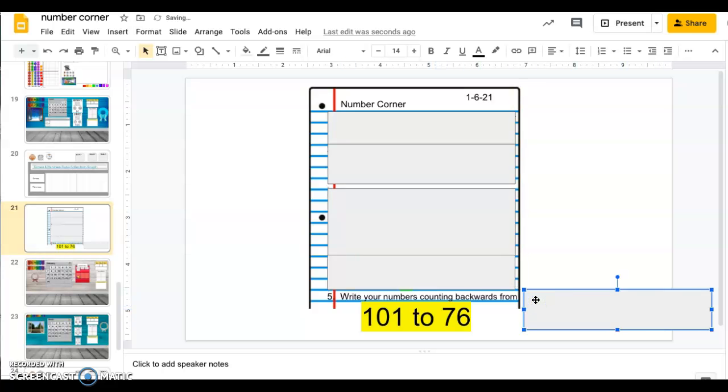And number 5, we are writing our numbers backwards, and today we are writing our numbers backwards starting at 101, and we are counting backwards to 76. Again, press pause if you need more time.